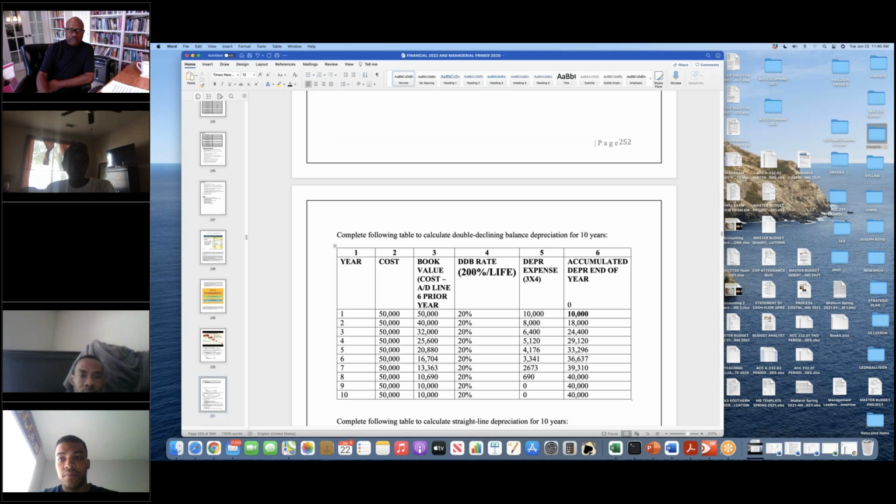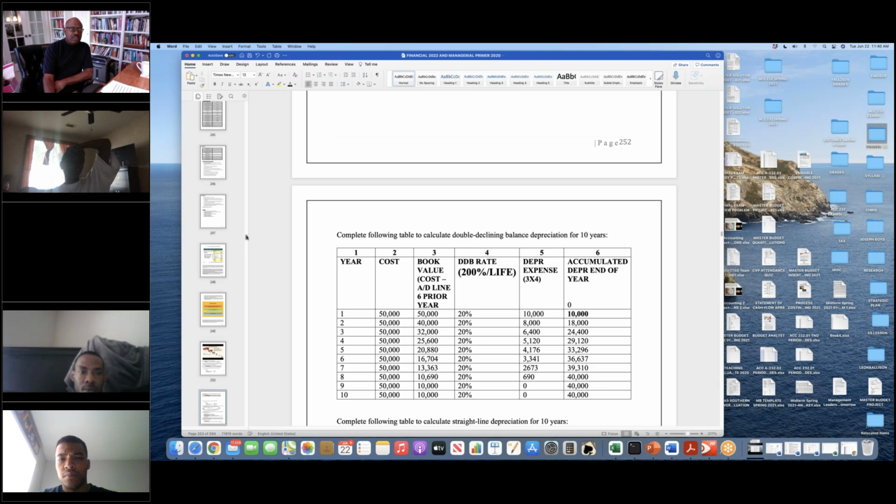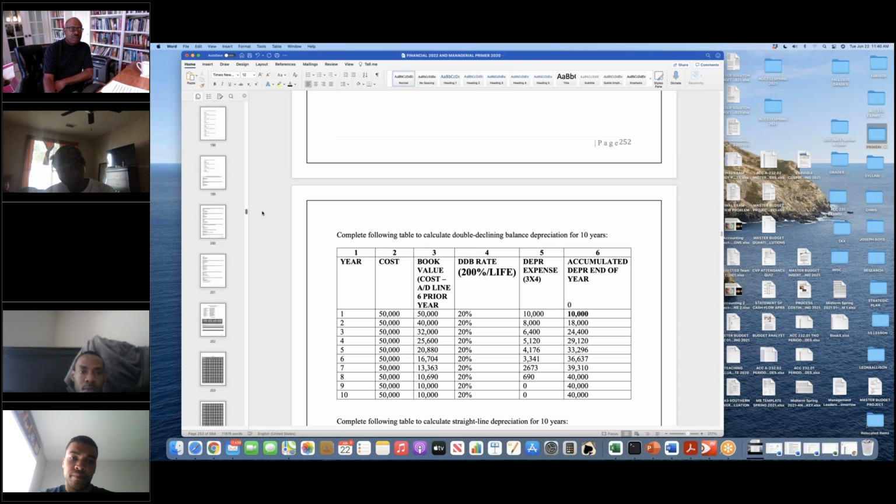So we're simply recording the cost. So we should be able now, since we understand depreciation, to easily knock out these adjusting entries, correct?